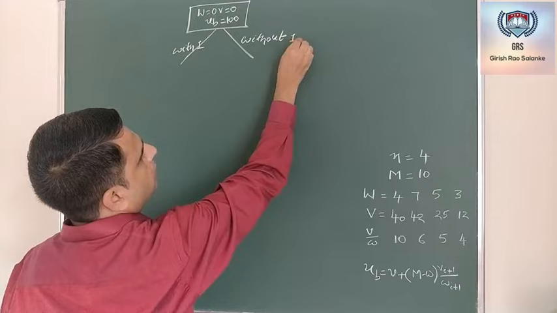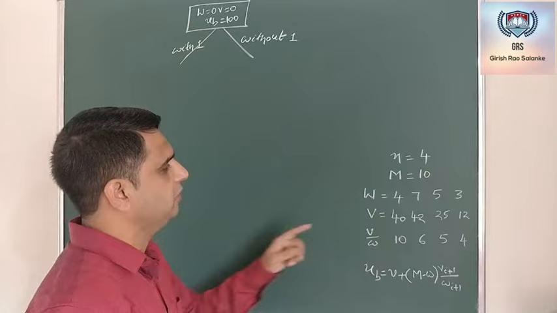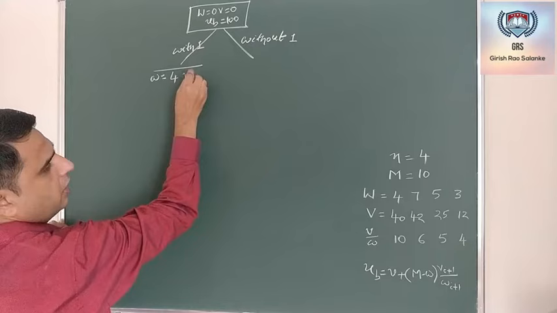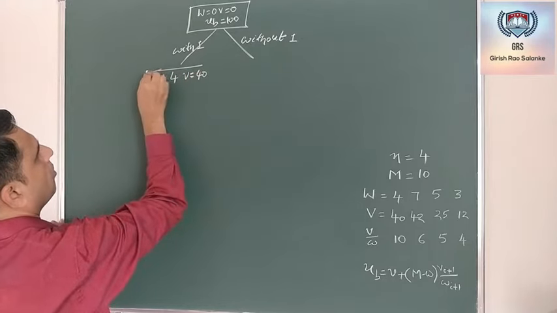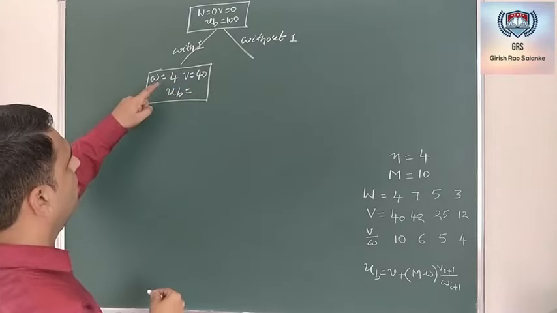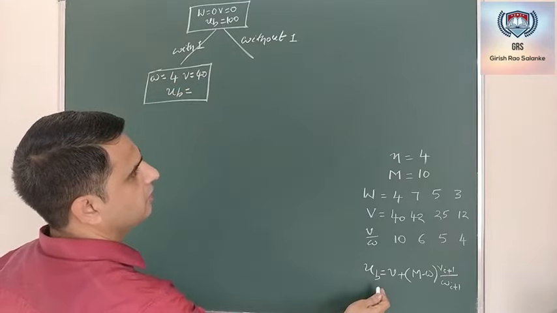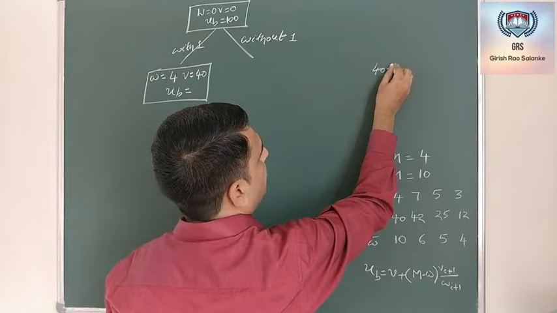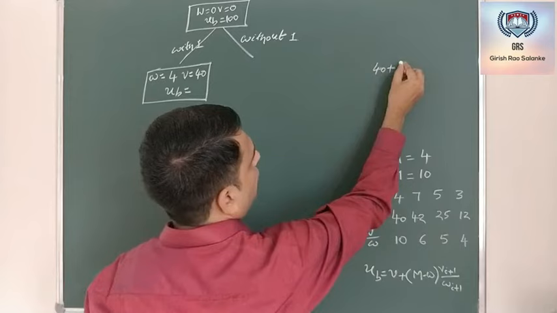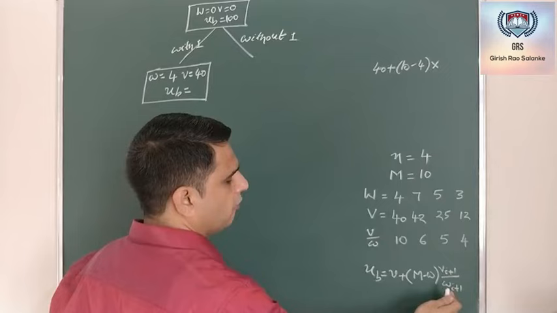with first object and without first object. What is with object? I should consider the first object. What is the weight and the profit of the first object? If you see, W equals 4 and V equals 40. Let's calculate the upper bound for this. Now, how to calculate the upper bound? W equals 4 and V equals 40. So this equation is 40 plus M minus W, M value is 10, 10 minus 4, into profit to weight of the next object.